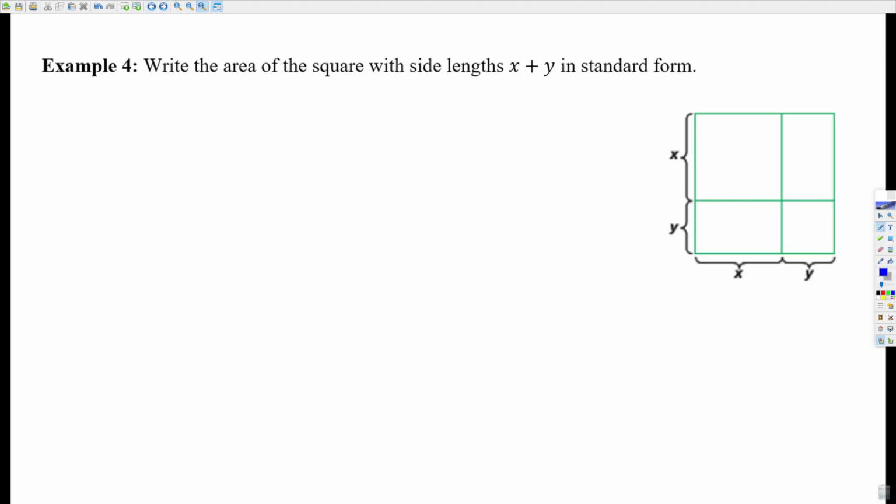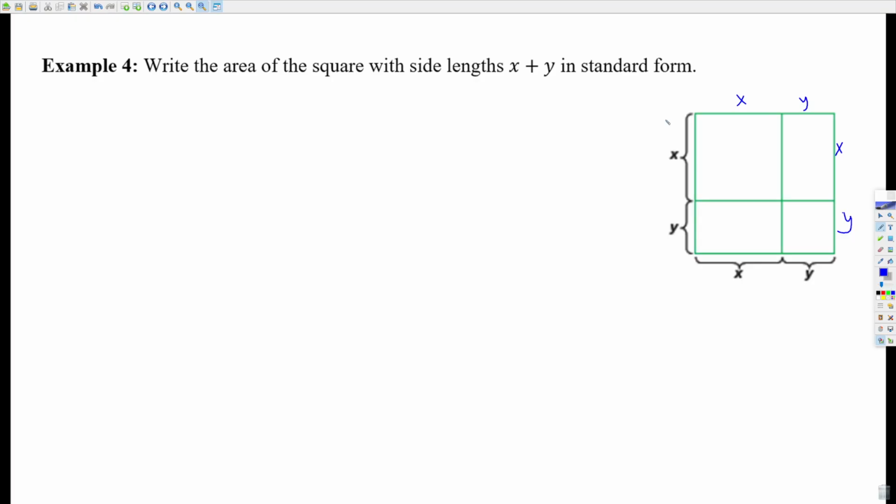Example 4. Write the area of the square with the side lengths x plus y in standard form. So this is a square because both of the edges are the same. So this is an x over here and a y. This side has an x and a y, which would mean the same thing would happen over here. Like this would be y, this would be x, and then same thing up here, we'd have y and x. So it is a square. All the side lengths are the same. So we're going to find the area of this whole thing.